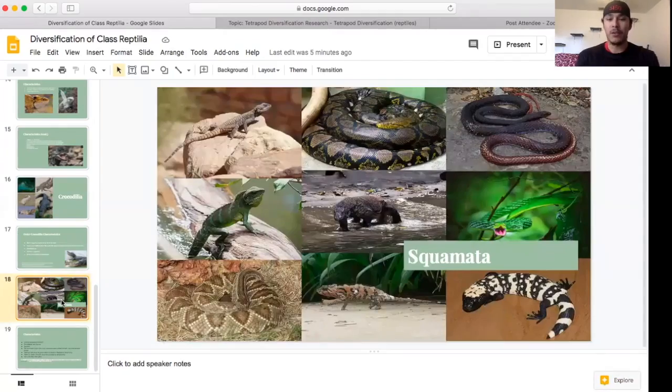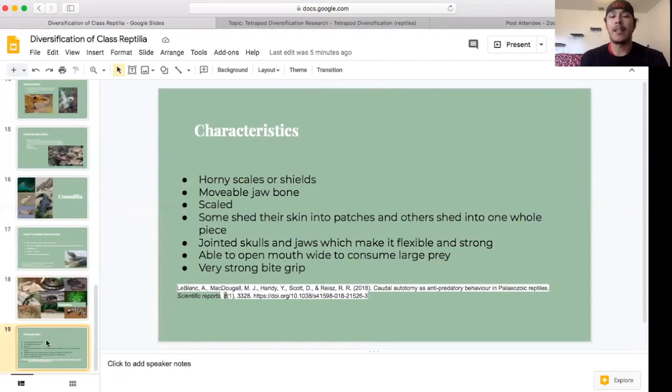And moving on to the Squamata, obviously from the pictures, they are a different type of vertebrates in this category. Some of them have all 4 limbs and some of them are snakes, obviously. I'll be talking about the characteristics of these. Some of them have horny scales or shields. Some of them have a movable jawbone. Some of them are scaled.